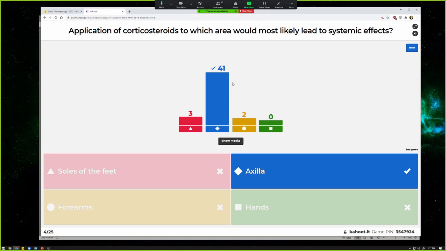So intertriginous areas of thin skin are more likely to see that absorption. So groin, axilla, the face, places like that is where you want to be cautious. Remember, use lower grade steroids for those areas as opposed to areas of thicker skin. You can get away with using more potent steroids or higher percentages there, right? So very good.